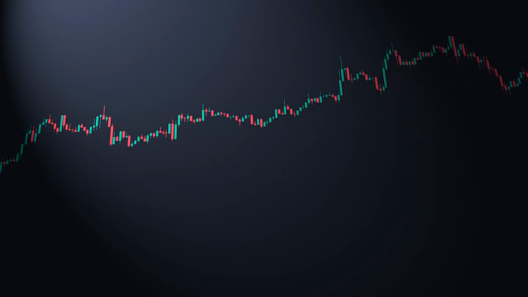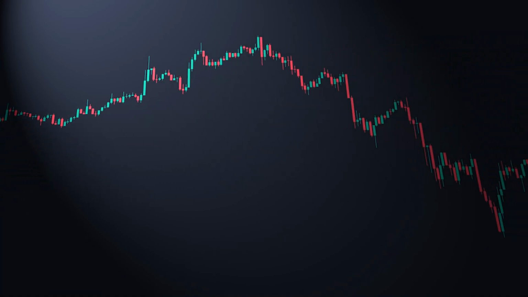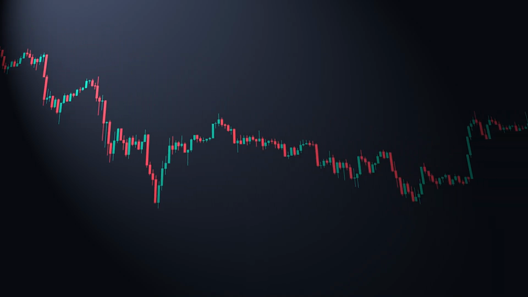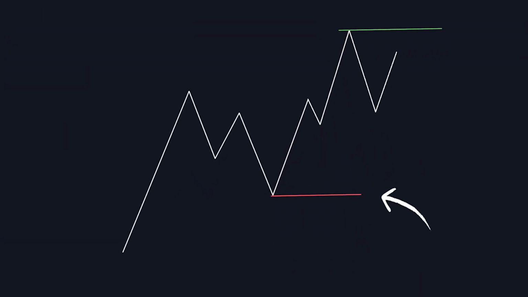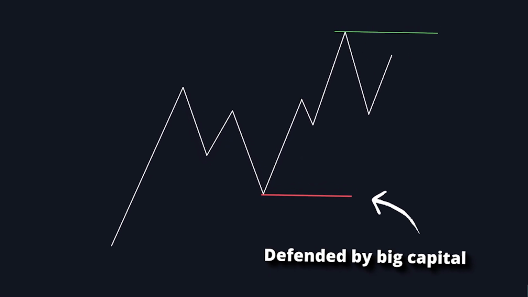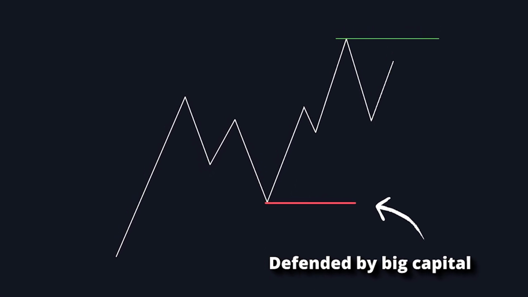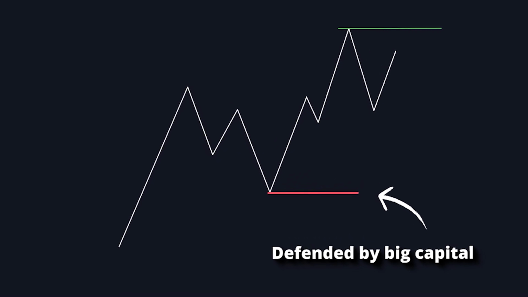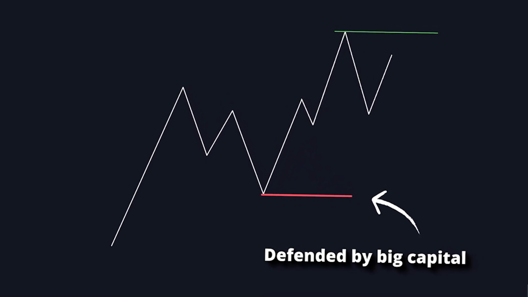We needed this to identify the key points after which the trend either continues or reverses. So, if the trend is bullish, the point where the trend could reverse, the red line from the previous example, will be defended by big capital. That's because if the price crosses this level, the trend will shift and start moving downward. This is the foundation of our trading strategy.